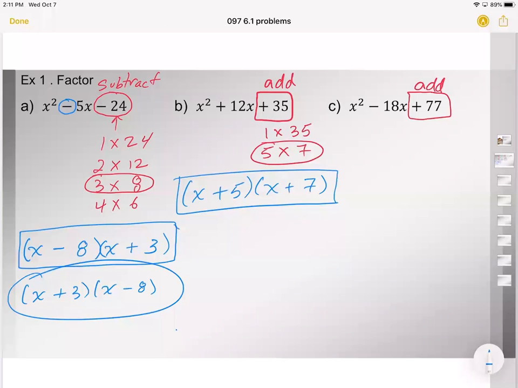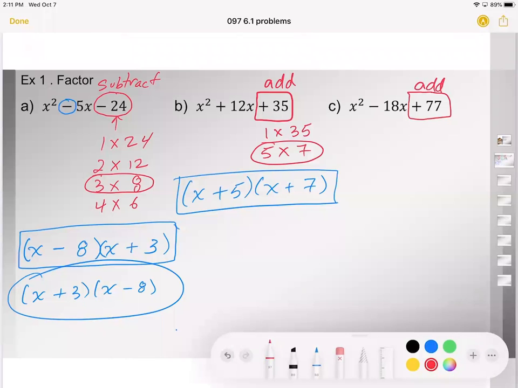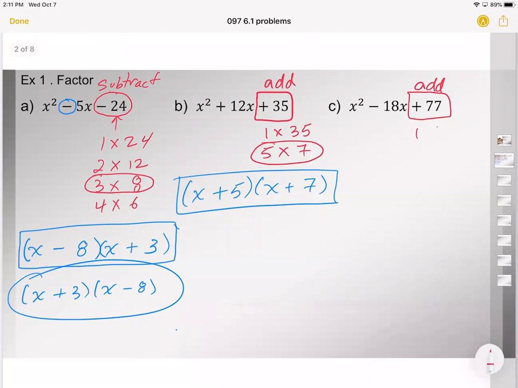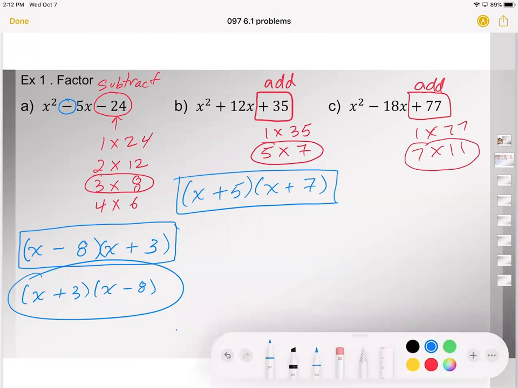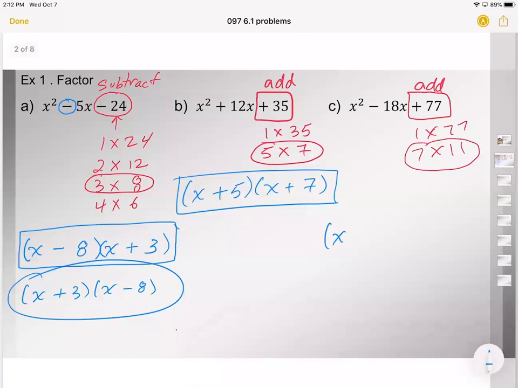Hopefully you see that problem C is not hard either. For problem C, we have 1 times 77. 2 cannot go into an odd number, 3 cannot go into 77, 4 cannot, 5 cannot. The next number that can go into it is 7 times 11. 7 times 11 is 77, and similarly to B, this is the only multiple we have. In this case, all I'm doing is saying (x + 7)(x + 11).